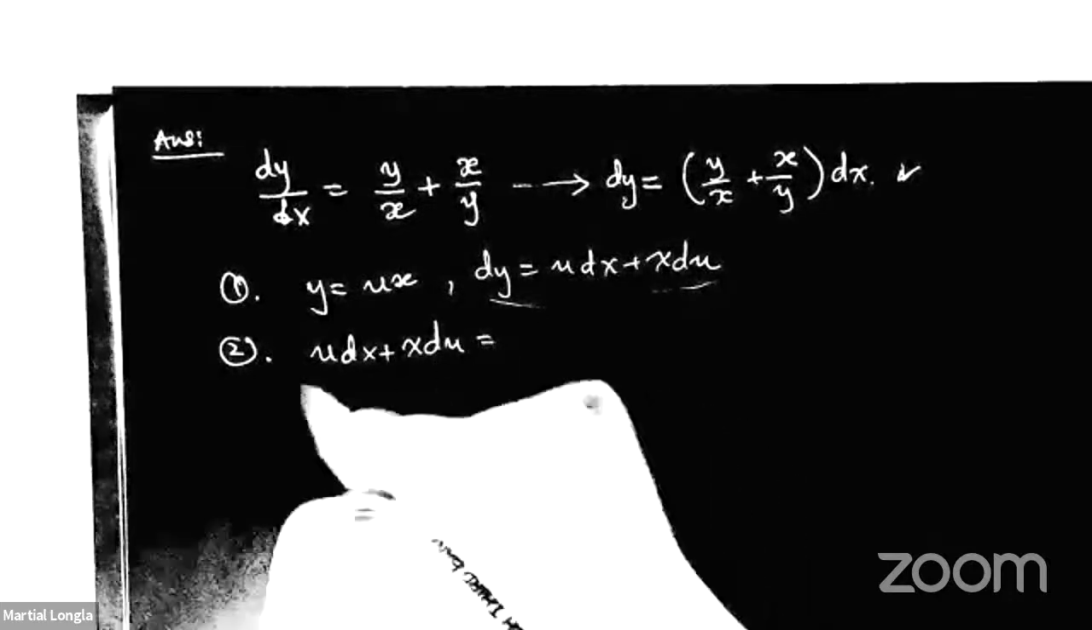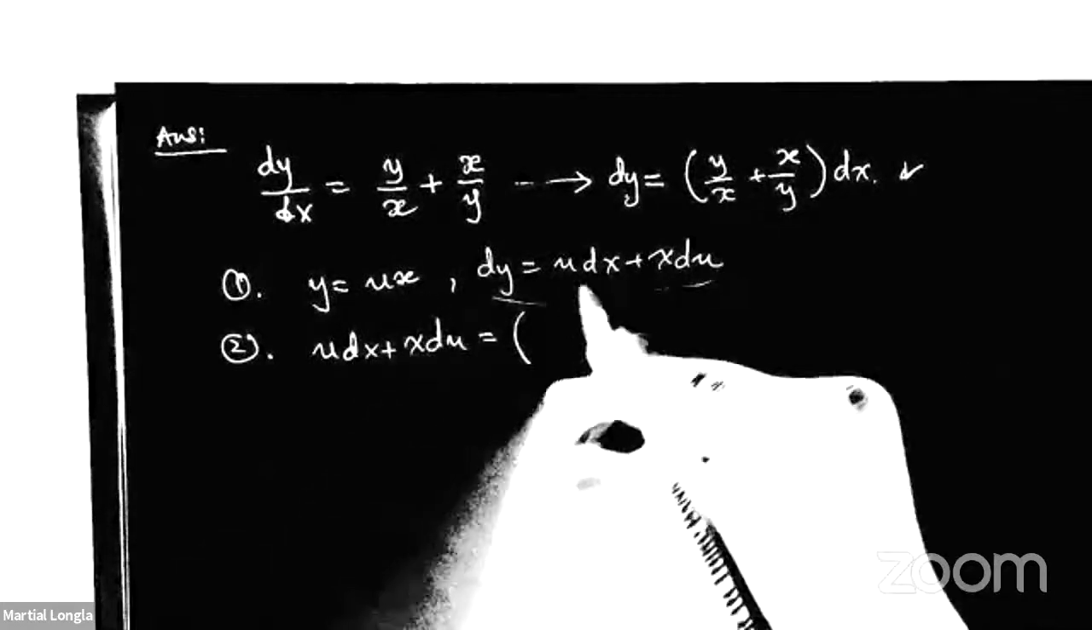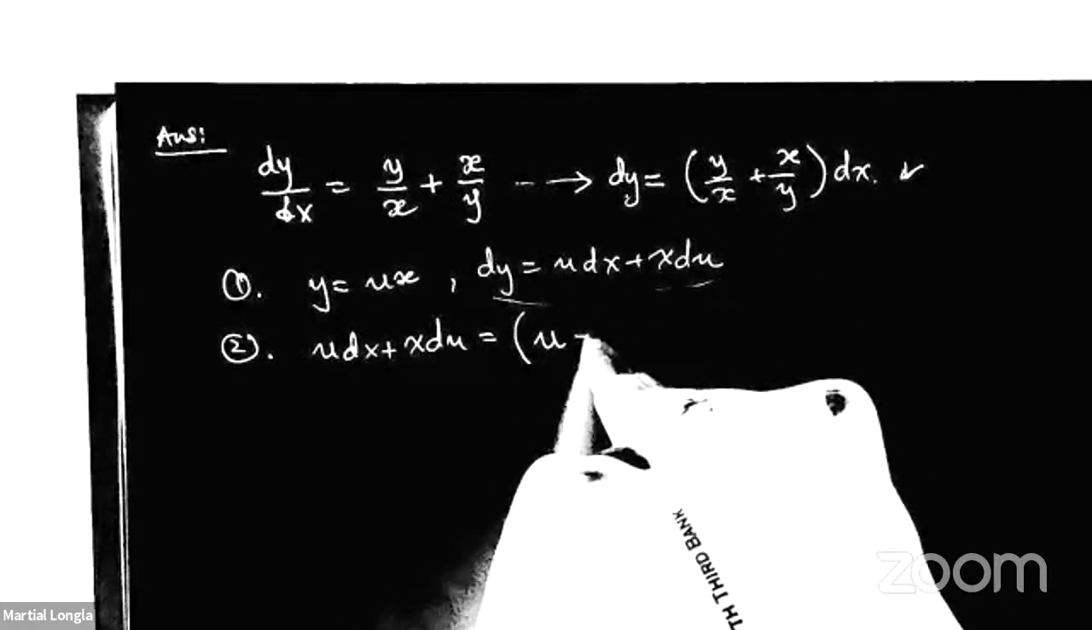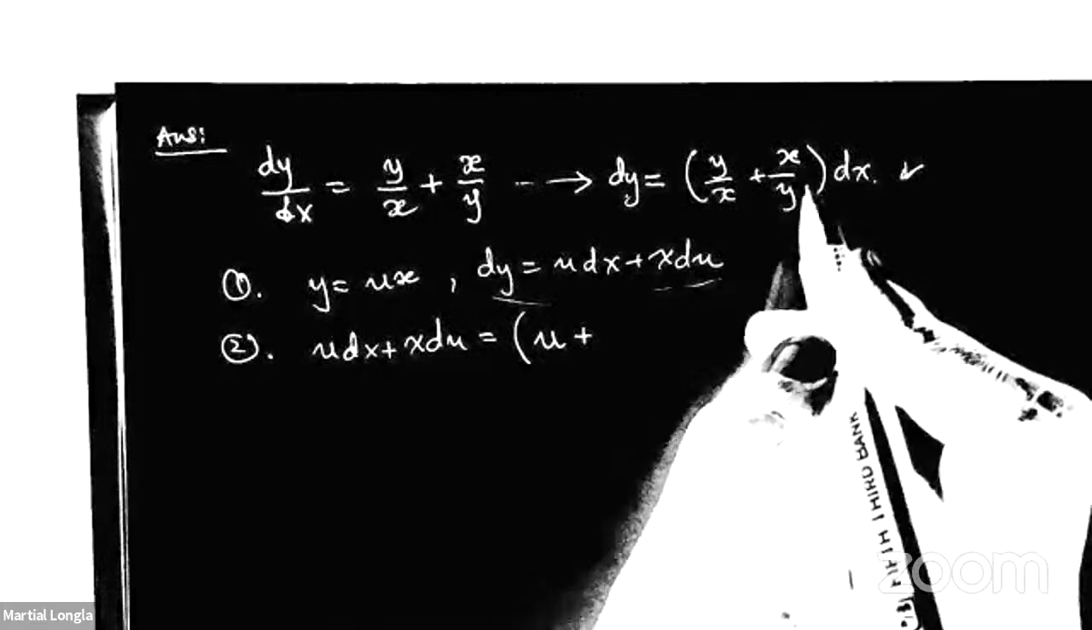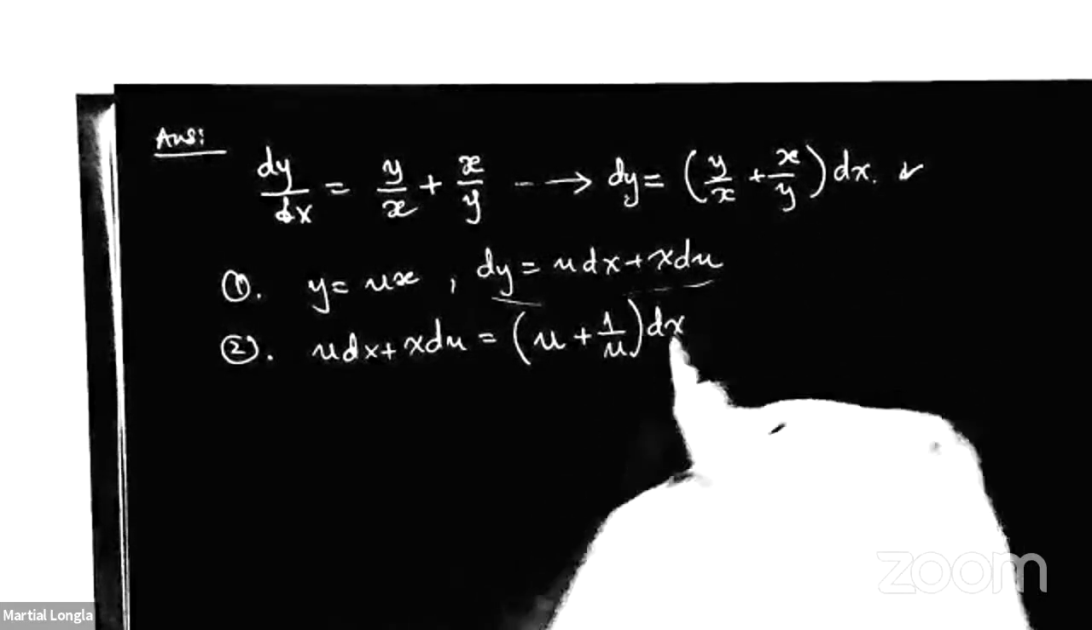You will see that as this is just going straight. So y is ux. Ux over x is u plus x over ux. That's 1 over u dx. See?